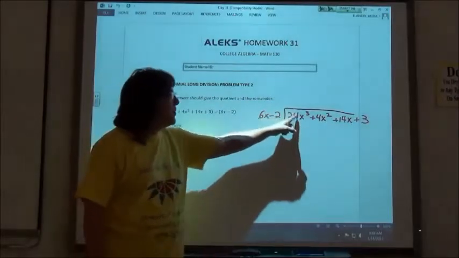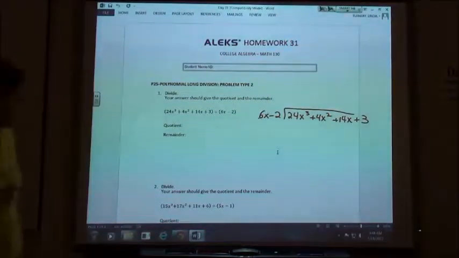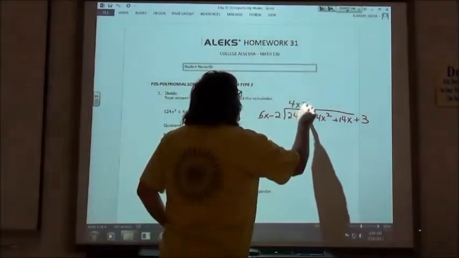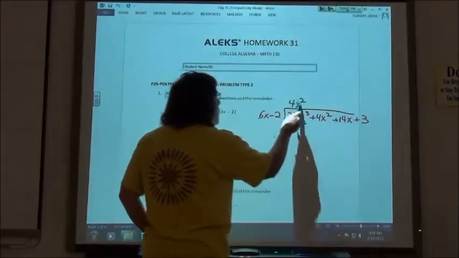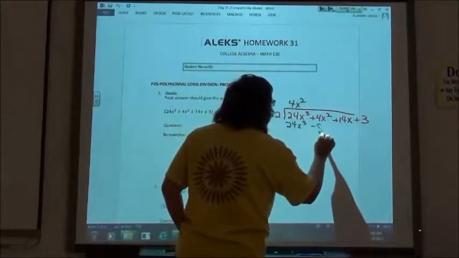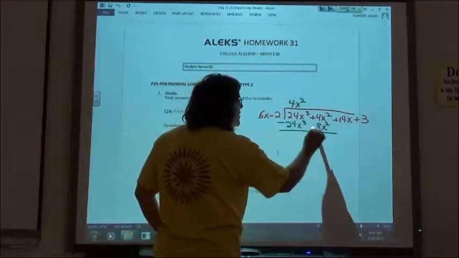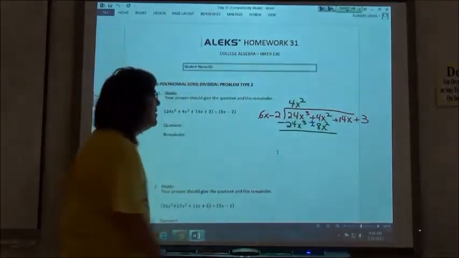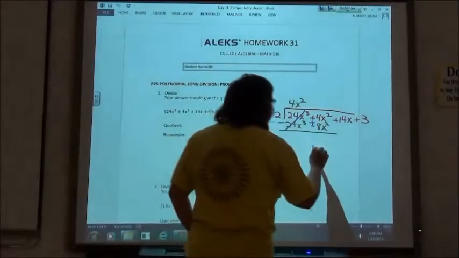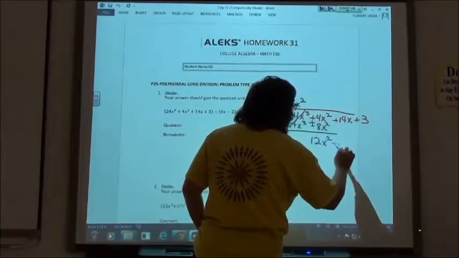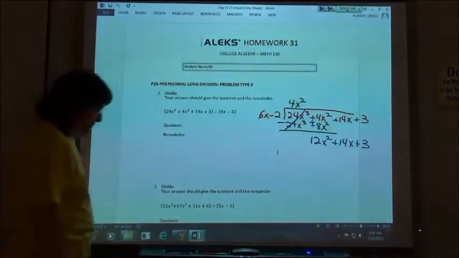What times 6x will give us 24x to the third? 4x squared. So we're going to put 4x squared on top. 4x squared times 6x is 24x cubed. 4x squared times a negative 2 is a negative 8x squared. We then have to subtract, so we change our signs. So that one becomes positive 8x squared. Cancel out our 24x cubes. 4x squared plus 8x squared would give me 12x squared. And you can just bring down the rest of that and then repeat the process.